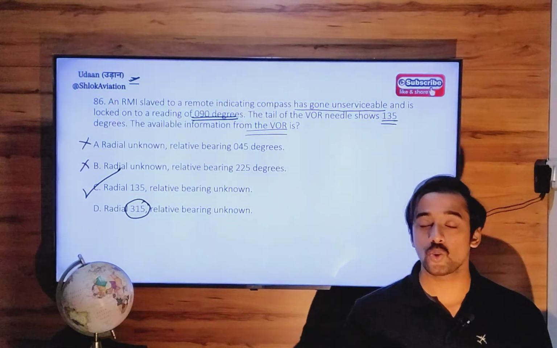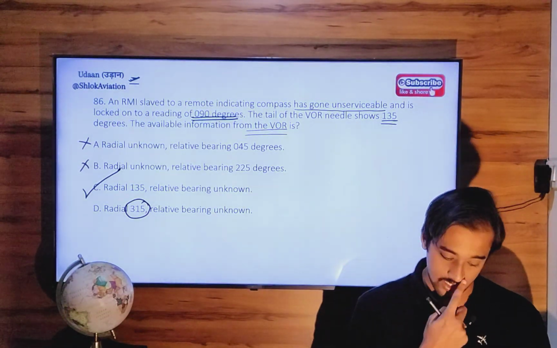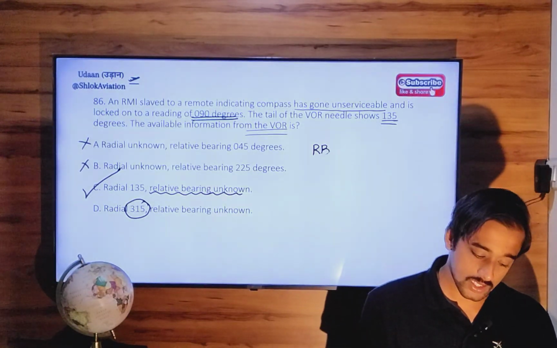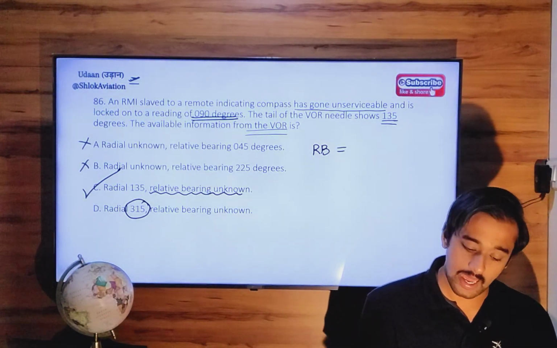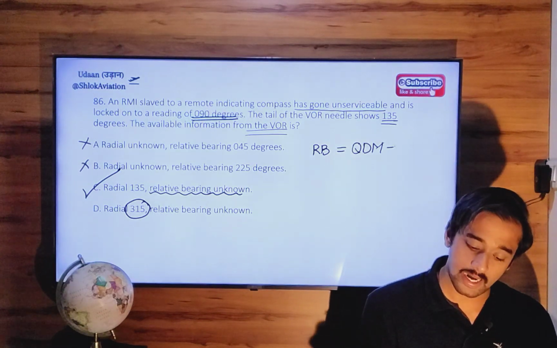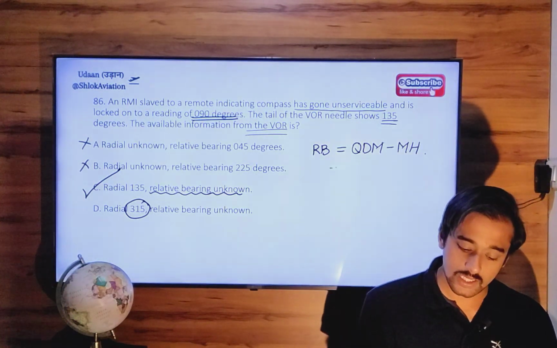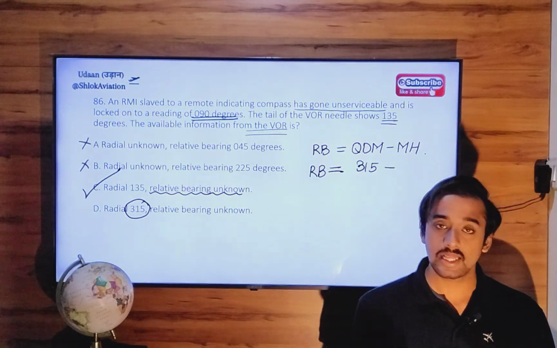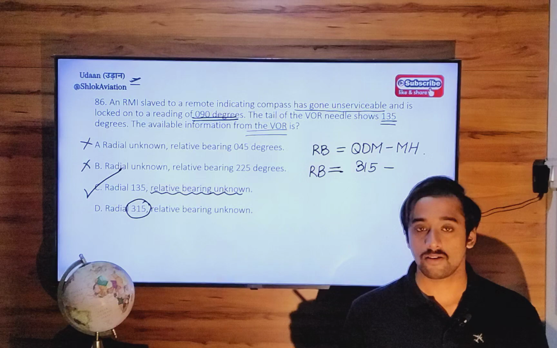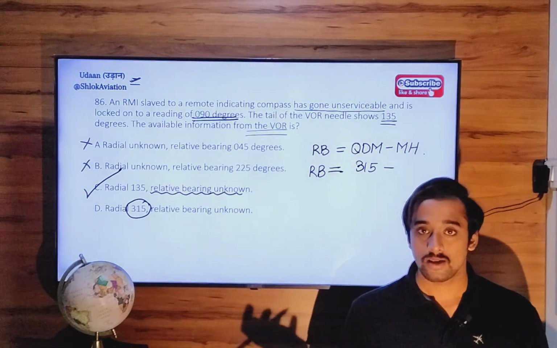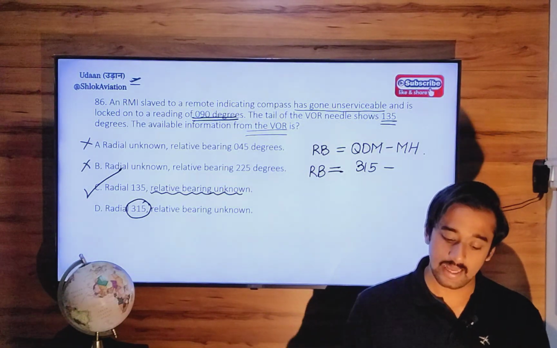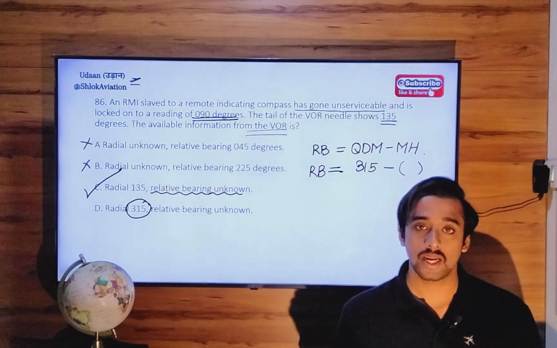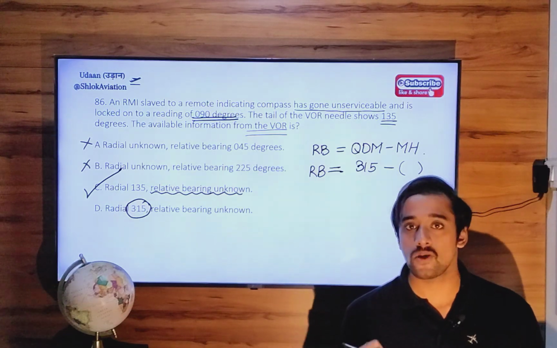315 is the track towards the station, not the track from the station. And relative bearing is unknown. Why? Relative bearing formula is what? QDM minus your heading. Now in this case you know QDM, which is 315. But since the heading that you are receiving from the compass is wrong, unserviceable, the heading that you will be getting will be wrong. And that's why you will be unable to determine the relative bearing between your aircraft and the VOR station.